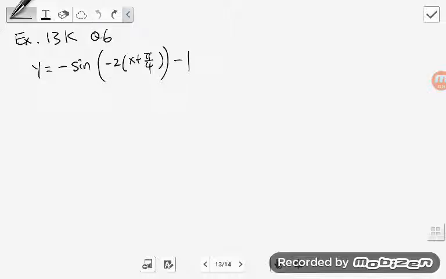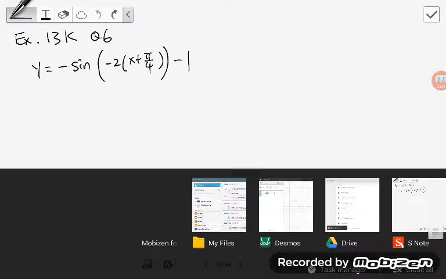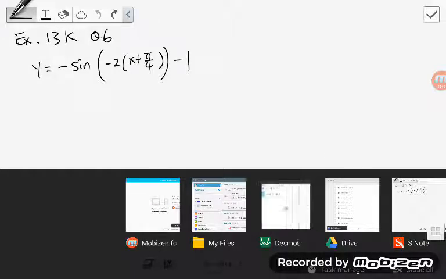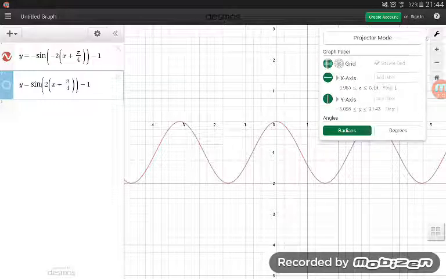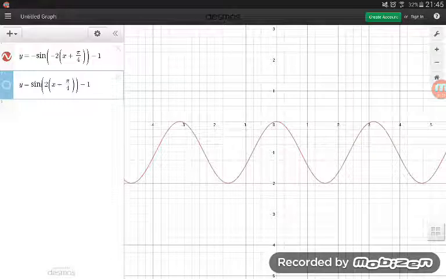But before we actually start making a sketch for this, I want to show you guys something. So I have used Desmos, and I put this equation in my Desmos, and this is it, right? So negative sine multiplied by negative 2 x plus pi over 4 minus 1. So I typed my equation correctly, and my angle is in radian, so everything is good. My graph, the red color graph, that's what we have for the equation that we need to sketch later.